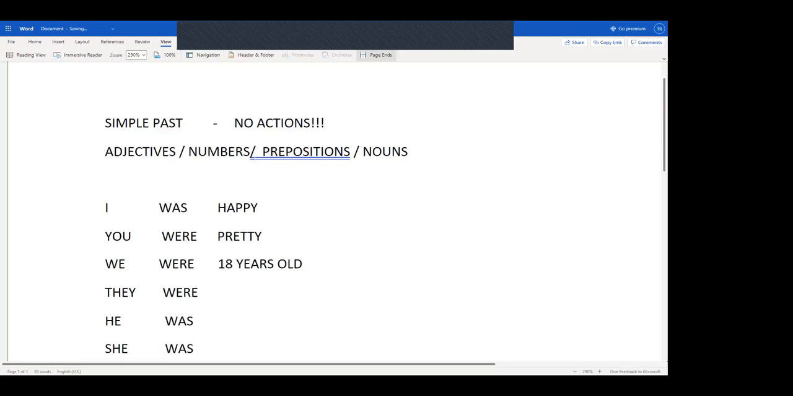Remember, for the age, you don't use have or has. You say verb to be. You were 18 years old. We were 30 years old. I was 30 years old. I was 21, and I can add numbers. Okay. They were. Let's add prepositions.